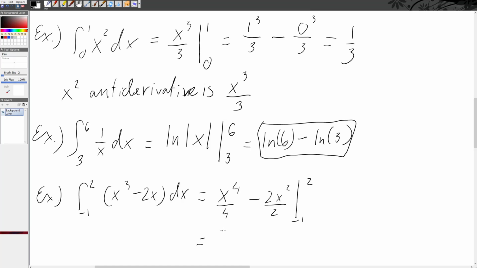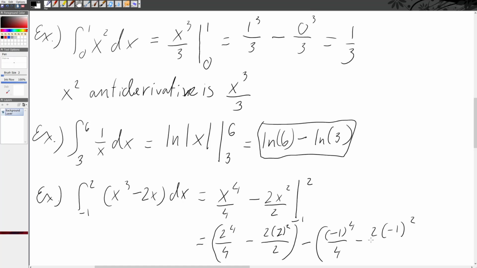Meaning we plug in the 2, and nope, still plug in the 2. That's the top value, minus plug in the lower limit of integration, negative 1 squared over 2. Simplify all of that.